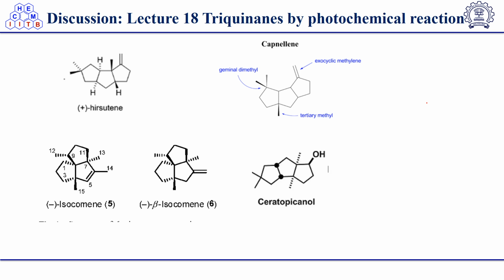Then we saw the total synthesis of ceratopicanol by Cannon's group, where in that case also intramolecular arene-olefin meta photocycloaddition was the key step. Its starting material was an aldehyde, and this total synthesis was completed in 1996 in seven steps with 19.2 percent overall yield.